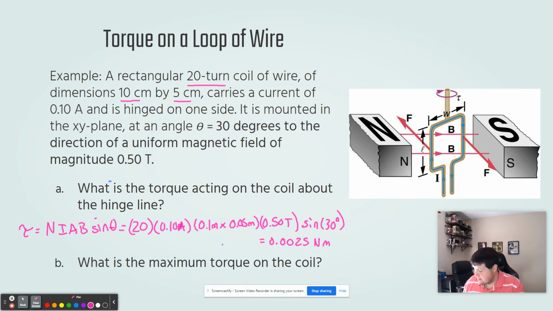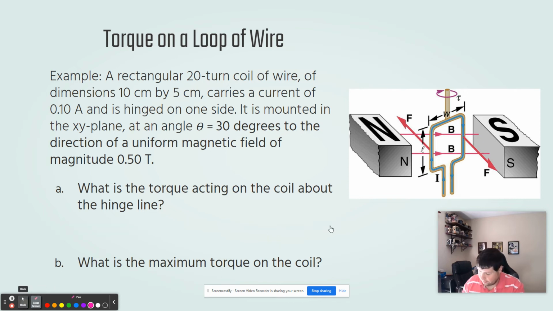Part B then is, what is the max torque on the coil? Well, to get the max torque, remember that that occurs at an angle of 90 degrees. So you'd plug that in now rather than the 30 degrees and run the same calculation. I'm not going to write the whole thing out, but it's all the same idea. And when I did that, you can check, I got 0.005 Newton meters. So just a bit larger than that 0.0025. Okay, so that's the torque on a wire.